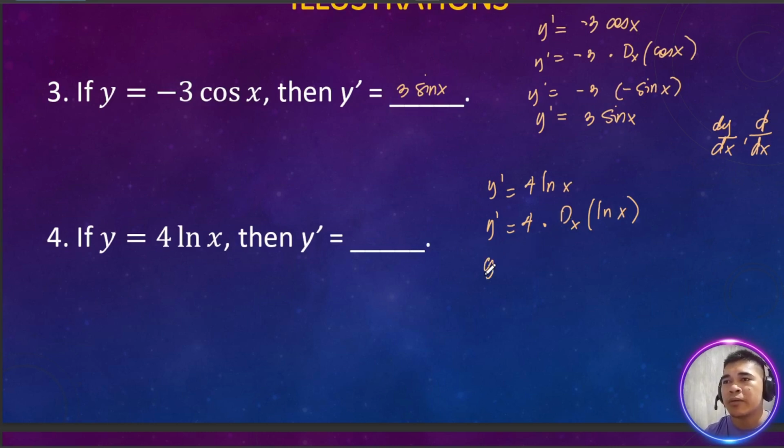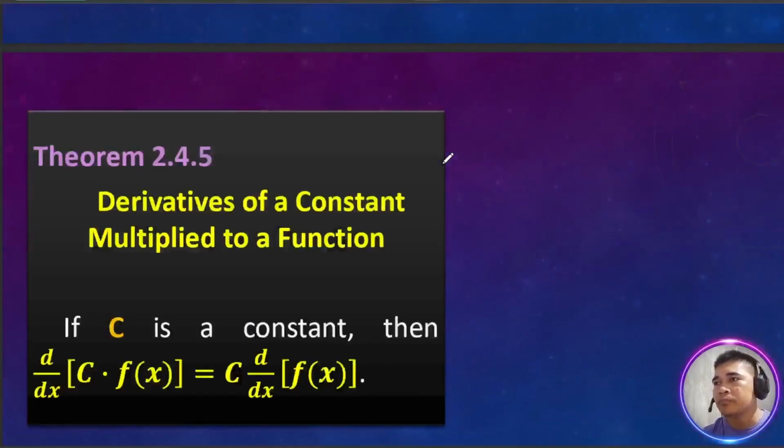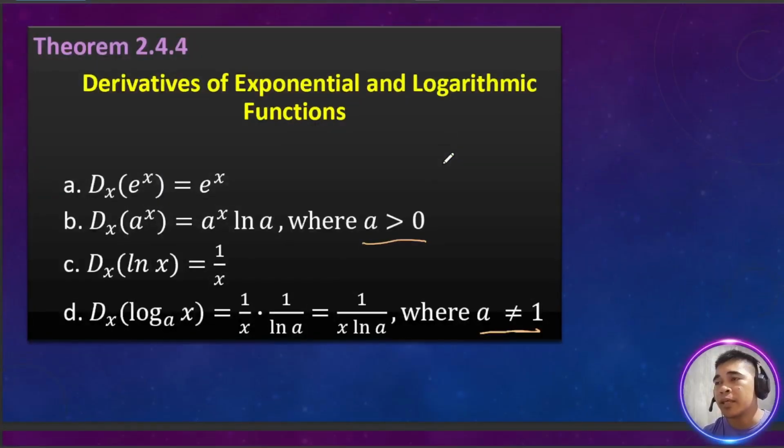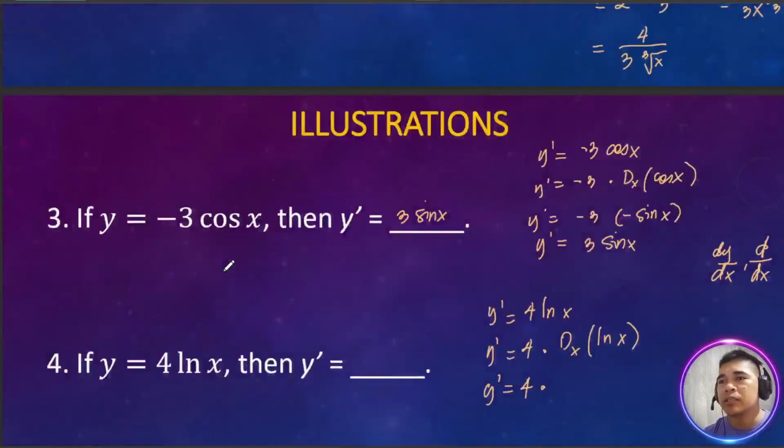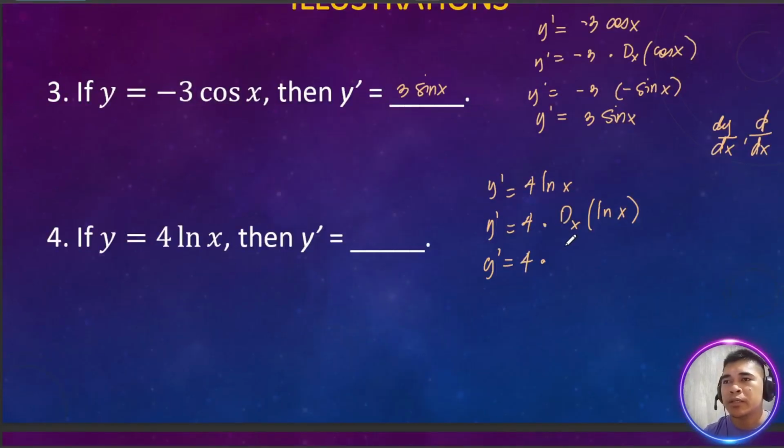Okay, next. So y prime equals 4. Now, what is the derivative of ln x based on our given theorem? Balik ta diri sa derivatives of exponential and logarithmic function, ln x. So, 1 over x. So, the final answer is y prime is equal to 4 over x.